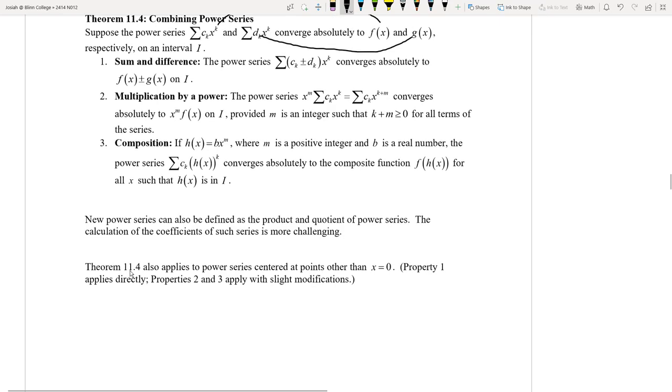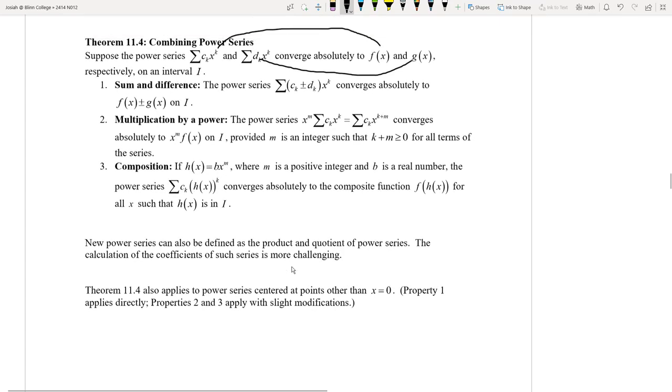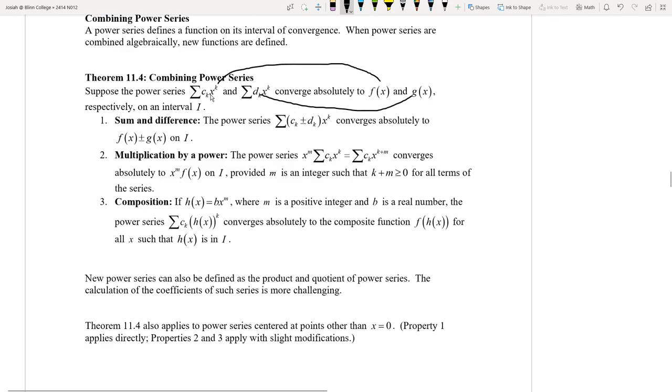This whole theorem also applies to series that are centered, maybe not necessarily at 0. We have this x to the k, which means we're centered at 0. It works if we change the center. Property 1 works exactly the same. For properties 2 and 3, the center of our power series has to be the same as the polynomial we're multiplying in. And here we have to have the same sort of changed center. This has to be x minus a to the nth power.